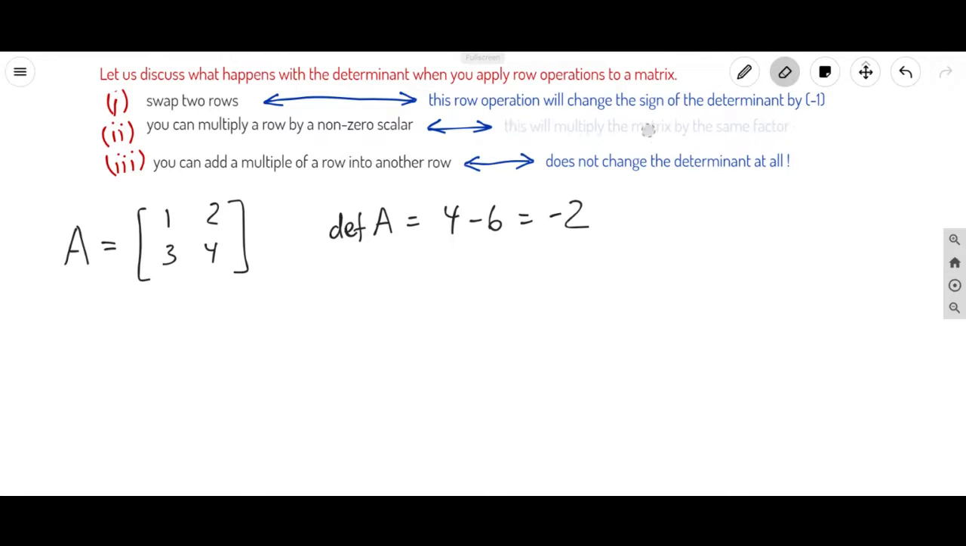Yeah, that's what it says. It will multiply the determinant. Yes, thank you. It will multiply the determinant by the same factor. Thank you for the correction.